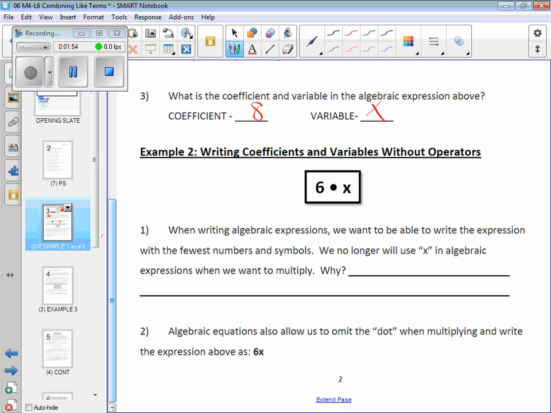The dot is going to no longer be used either. So we're going to take the dot out. And we certainly don't use x anymore. Why do we not use x anymore in algebra? Because it looks like the variable x. You got it. Let's write that down. It looks like a variable.